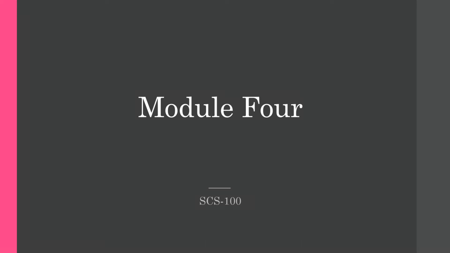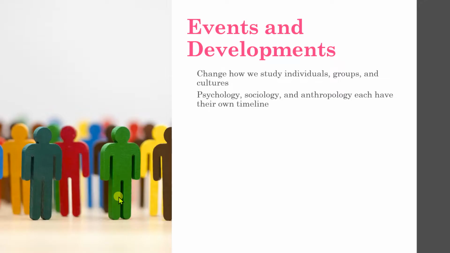Here we are at the start of week 4. With 8 weeks in the course, after we finish this week, we will be at the halfway mark. This week, we are going to start by talking about events that made the social sciences what they are today. We call them developments. Developments have changed how we study individuals, groups, and cultures.